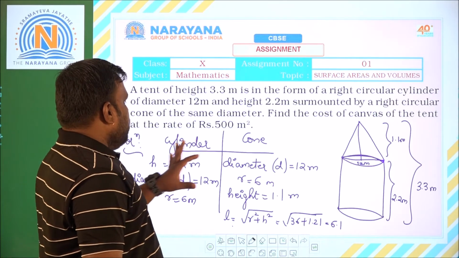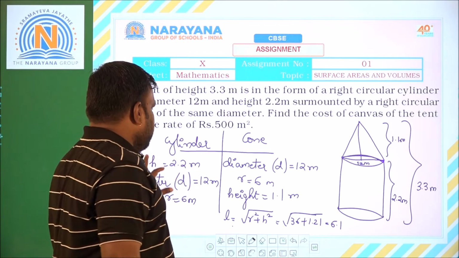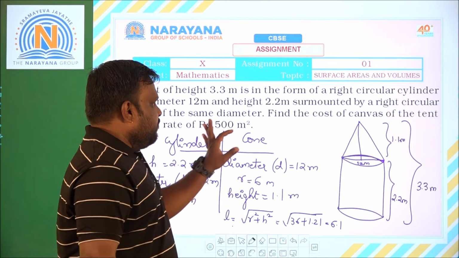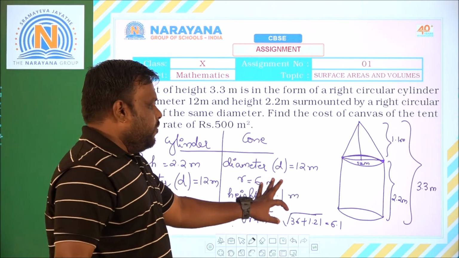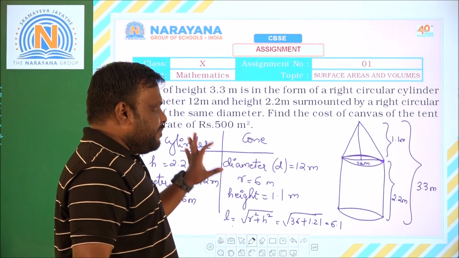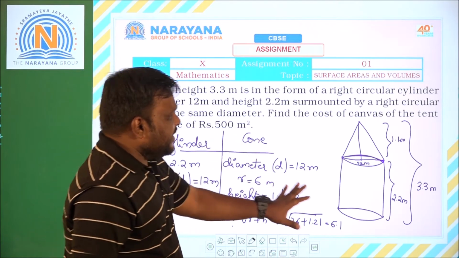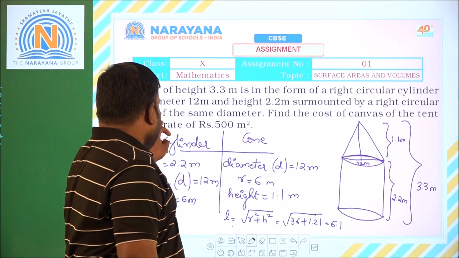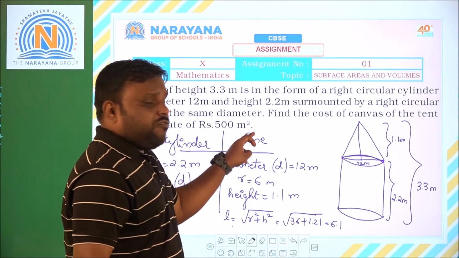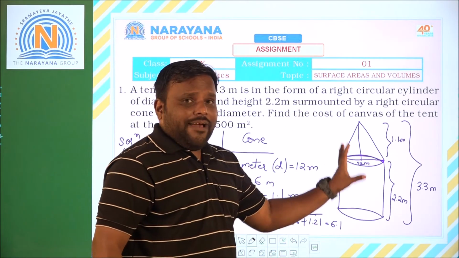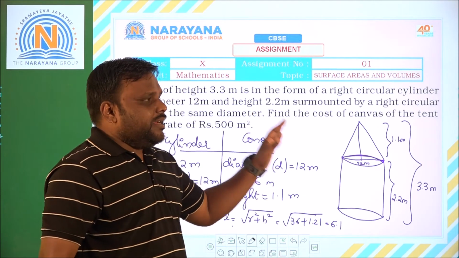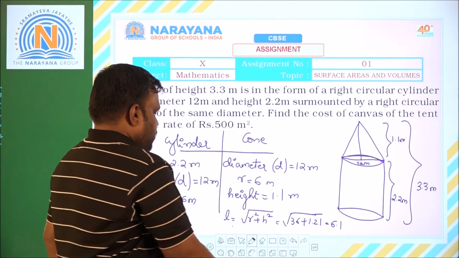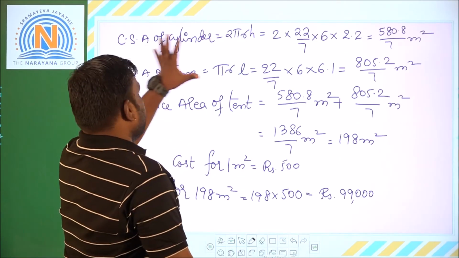Now what we will do here: we will find the CSA of the cylinder with the help of 2 pi r h, and the CSA of the cone with the help of pi r l. We will add them, and that will give me the surface area of the complete tent. Since the cost is at the rate of 500 rupees per square meter, the complete surface area I will multiply with 500 to get the complete cost, right? So now, see, here is what we have.